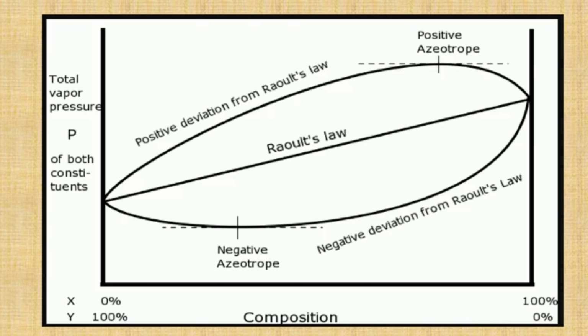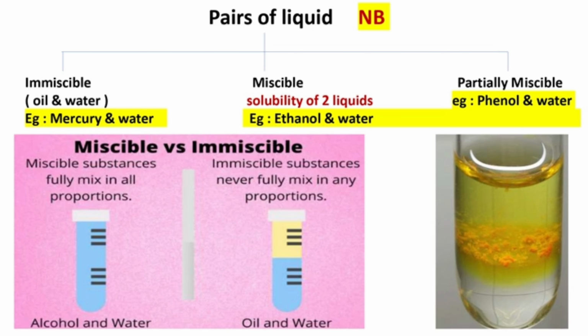Then the next slide we are discussing, pairs of liquid. Everybody knows: immiscible, miscible and partially miscible. Immiscible means not mixing together. The common example is oil and water. One more example I mentioned here, mercury and water. Miscible means solubility of two liquids. Example, ethanol and water, which are fully mixed. Ethanol is fully soluble in water and water is fully soluble in ethanol. Partially miscible means phenol and water: not fully soluble in water, but some percentage, 70% or 60%, is soluble in water. That is called partially miscible.